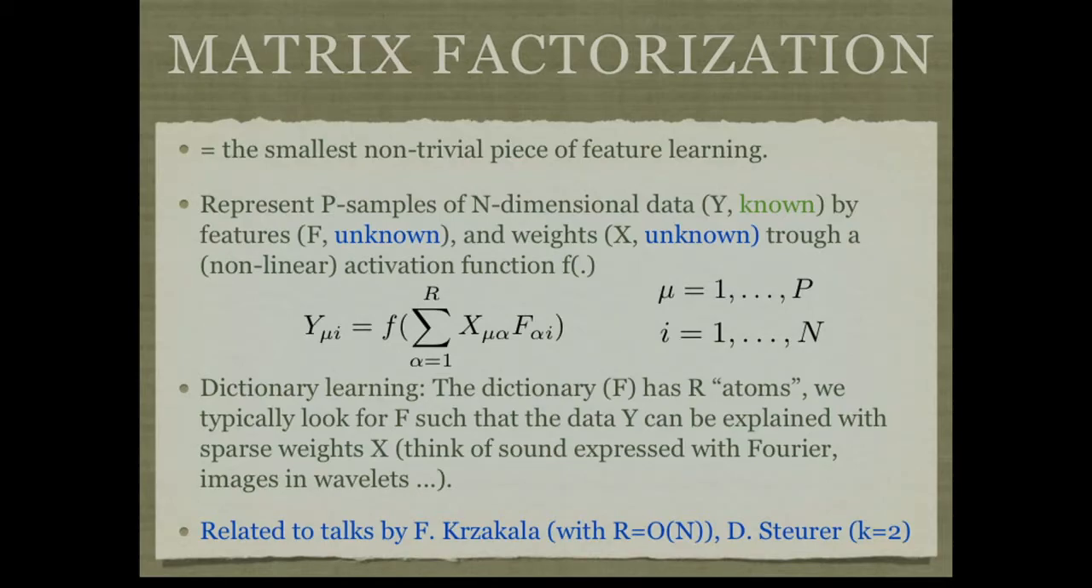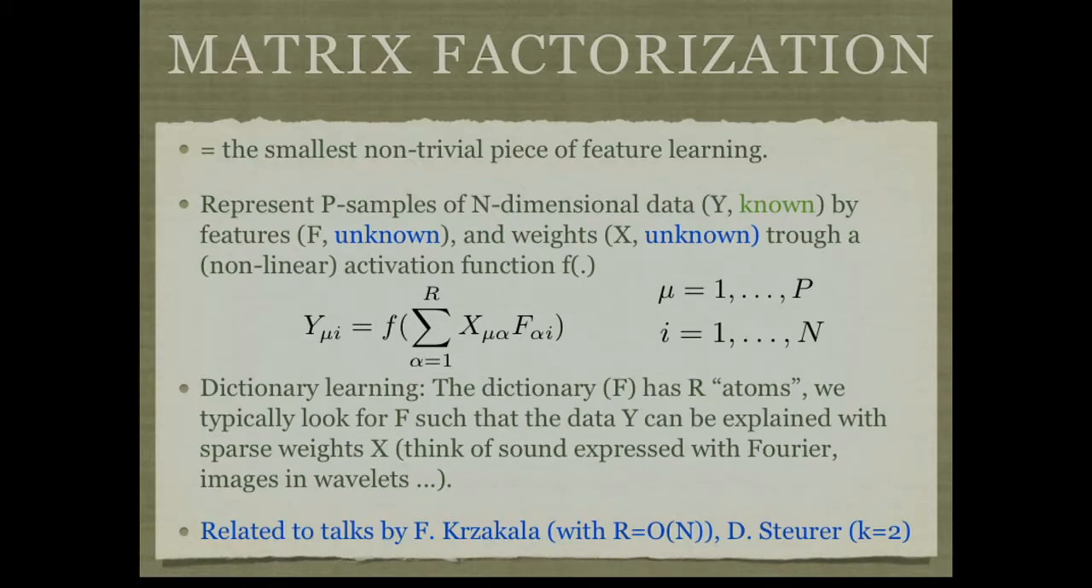So I motivated this problem as a smallest non-trivial piece of feature learning, but you can forget about that. What we are doing here is that we want to represent p samples of n-dimensional data that we know by some features F that we don't know and some weights X that we don't know, through some activation function f, which, in the examples I will be showing, will just be additive Gaussian noise to the product of F times X. But you can think of sigmoid, you can think of whatever function that is not completely crazy.